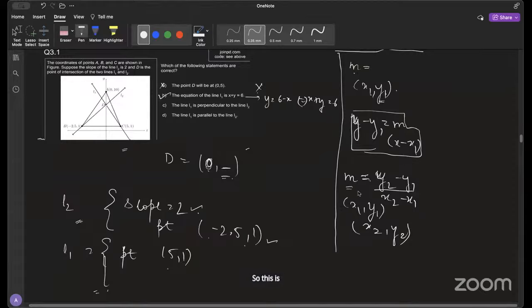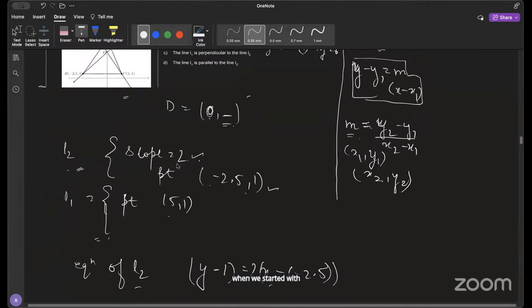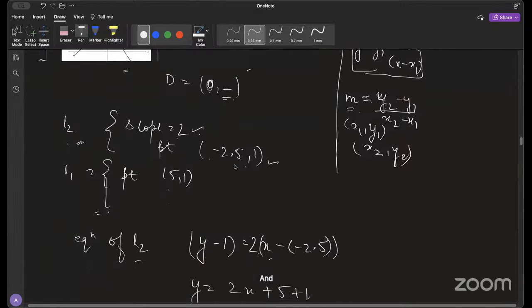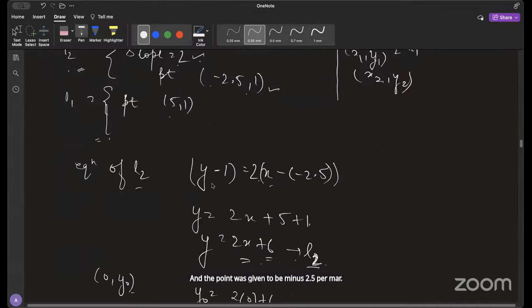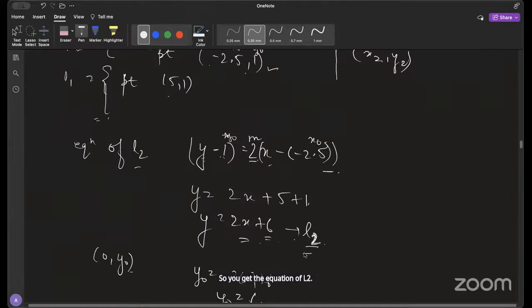So this is the slope of a line that passes through these 2 points. That is the formula that we've used here, nothing else. When we started with L2, we had the slope equals 2 and the point was given to be minus 2.5 comma 1. So we use this, y minus y naught. This is y naught, this is x naught, right? So y minus y naught means y minus 1 equals, this is the slope, m, and this is x naught, right? So you get the equation of L2. This is the equation of L2.